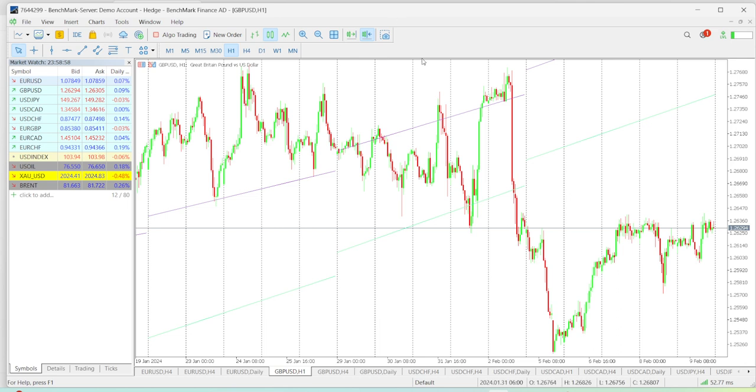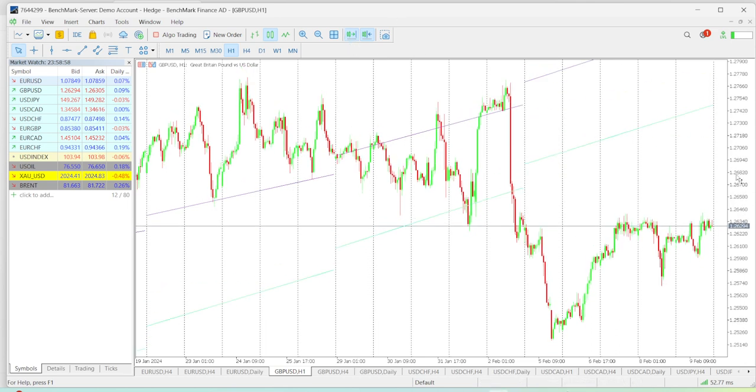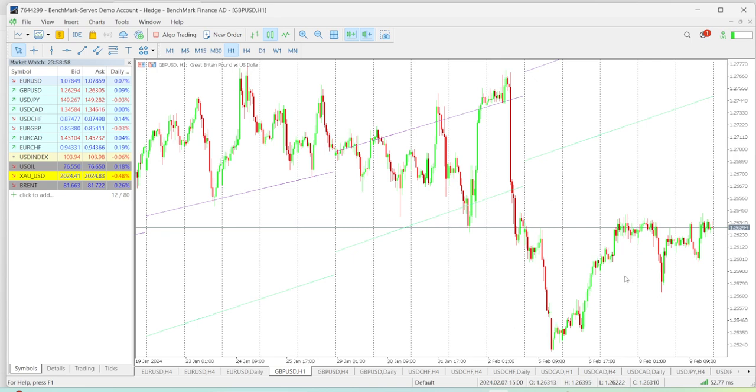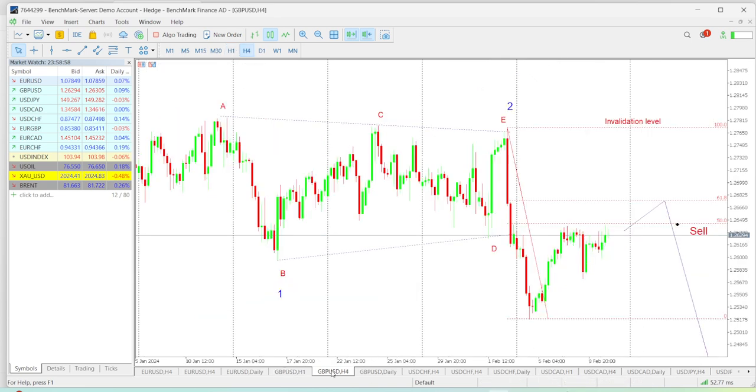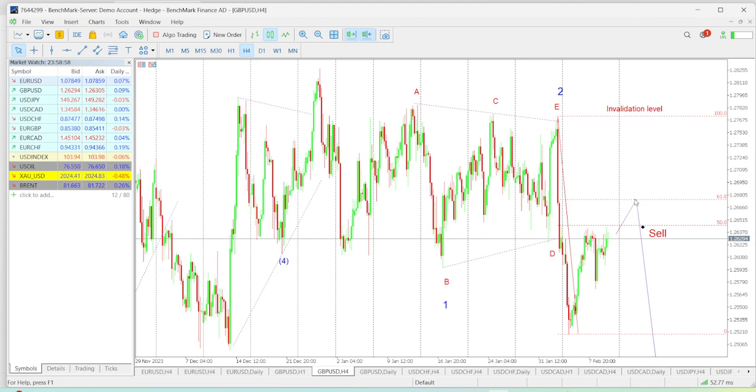The next instrument is pound dollar. In terms of planetary lines, I don't have any signal, but Elliott wave theory and technical analysis tells me that the price should continue going down. I expect to bounce from this Fibonacci level. Invalidation level should be this one. It's a huge stop, in my opinion, but we'll see.